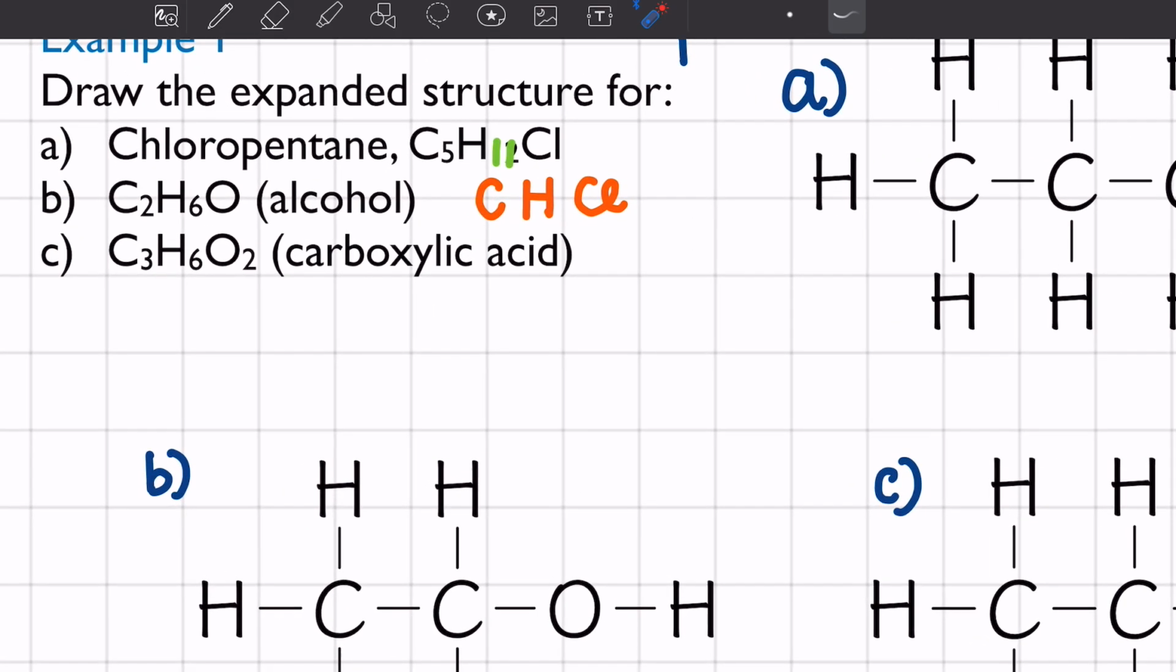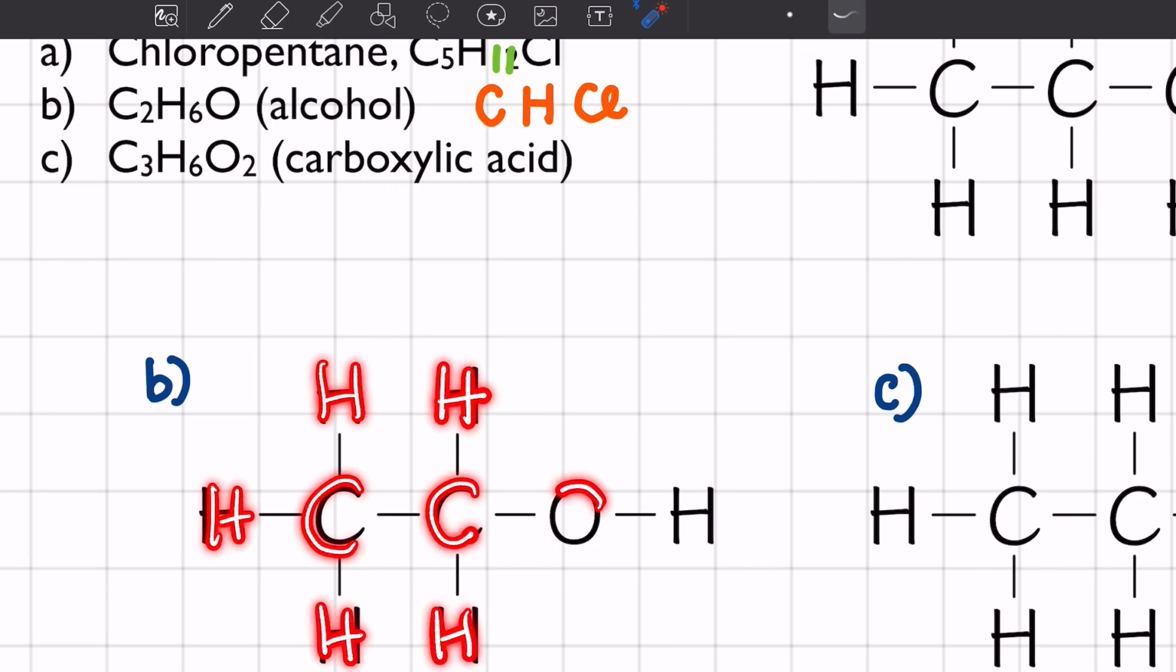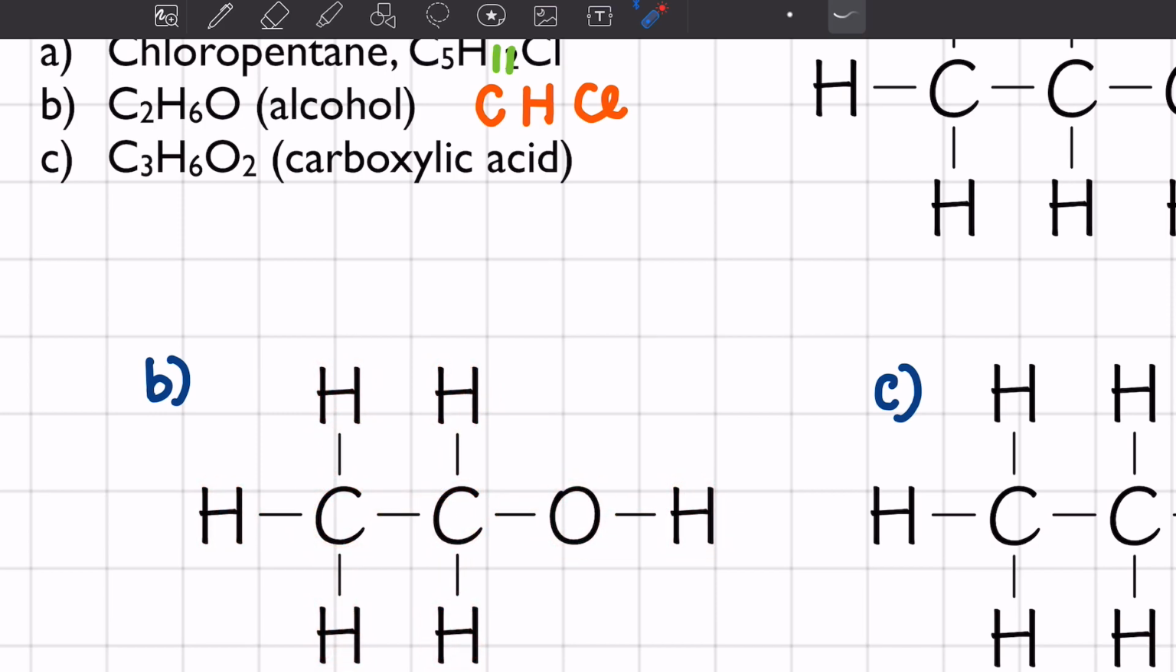Okay, sekarang cuba kita tengok alkohol. C2H6O. Maksudnya ada 2 carbon. Okay, so lukis dulu carbon. 1, 2. Lepas tu dia ada 6 hydrogen. Dia kata alkohol kan. Kalau alkohol mestilah ada OH. So basically, memandangkan ini expanded structure, kita kena tunjuklah semua bond yang ada. Okay, so that's the second compound.